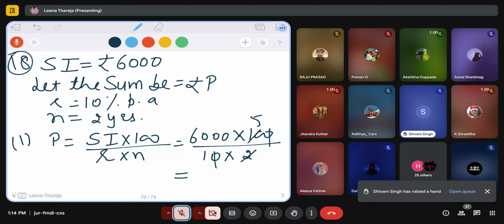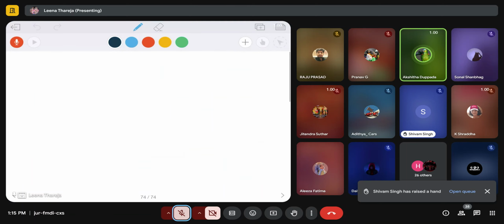So how much will you get? 30,000, right? Yes, ma'am. Now, second part is what? What is the second part they have asked? The amount at the end of 3 years.